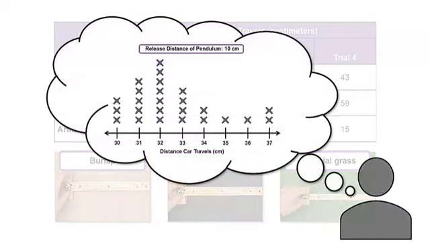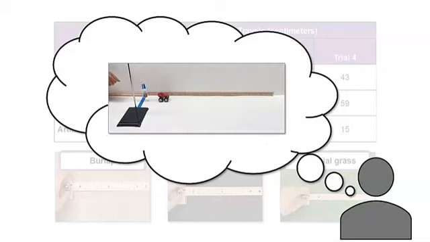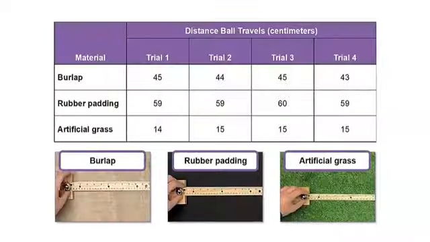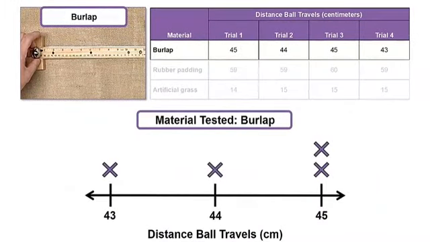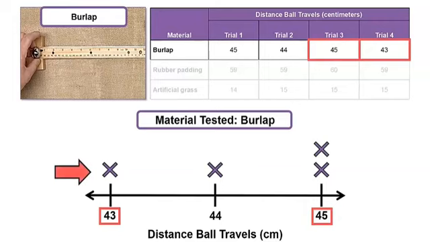Oh, remember when we used a line plot to help us analyze the data from our car investigation? Let's draw a line plot for this data too. Let's start with the burlap first. I created a line plot for us. I used the shortest and longest distances as endpoints for our line plot. Then I added a tick mark for the distance between the endpoints. Each X shows the data from our 4 trials for burlap.